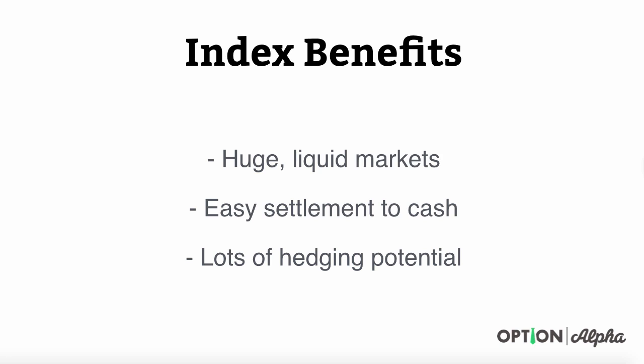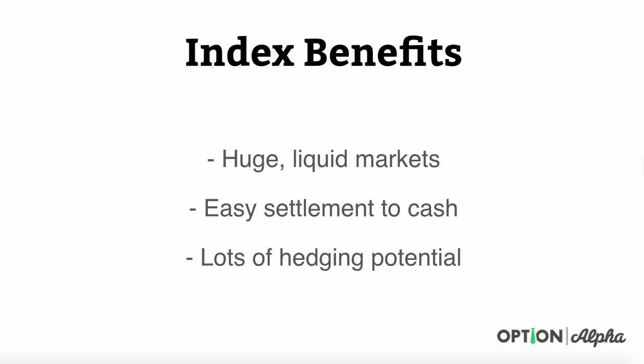They're easy because most of them settle to cash. So indexes like SPX and RUT and NDX all settle to cash. So there's not a lot of trouble that you have to go through at expiration if your position's in the money or out of the money. It's just all settled to cash, so there's no underlying stock that trades hands.